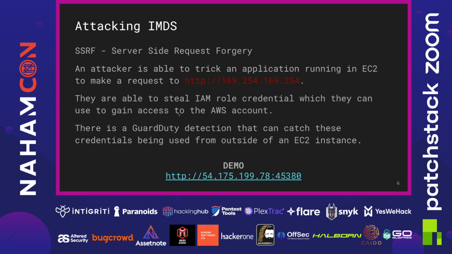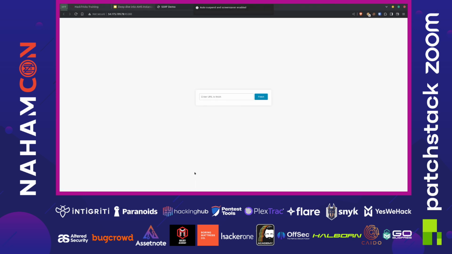And now we are going to be looking into the first demo. In this demo, we have a website. The website has here a field to get some URL. So if we go ahead and input the URL of the instance metadata, we can see that we get a reply. This means that the application internally is doing an HTTP request to whatever URL we provide.